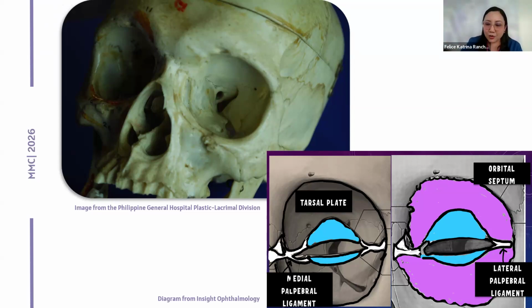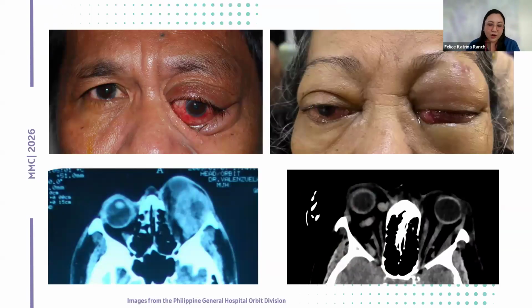So when the orbital contents increase, such as when there is a tumor or when there is inflammation, the globe and the adnexal structures have to move in order to make room for that new space-occupying lesion or whatever is causing the volume increase. So in patients with chronic, gradually progressive tumors, for example, like the patient on the left side, we can expect the eyelids to also gradually increase in size, and the bones will also remodel to accommodate the changes.